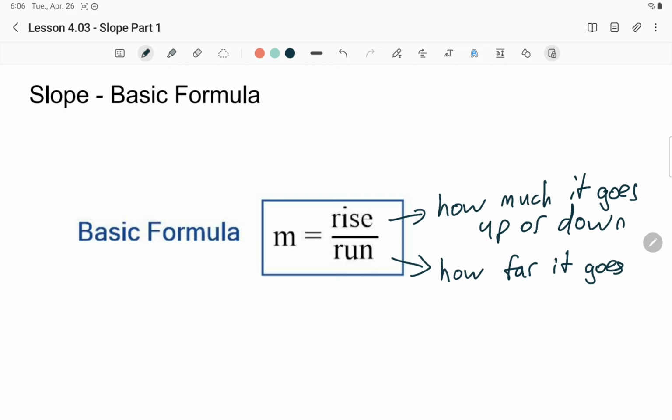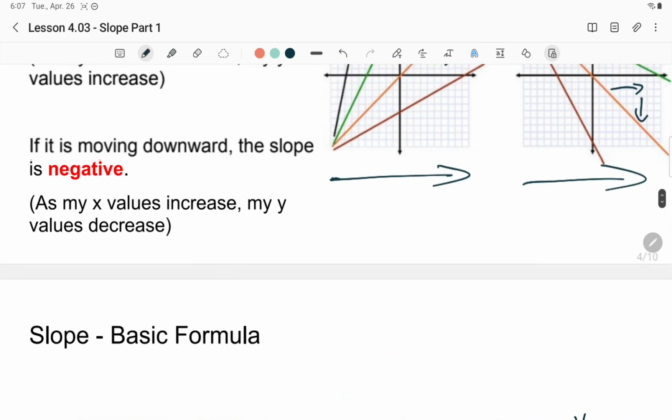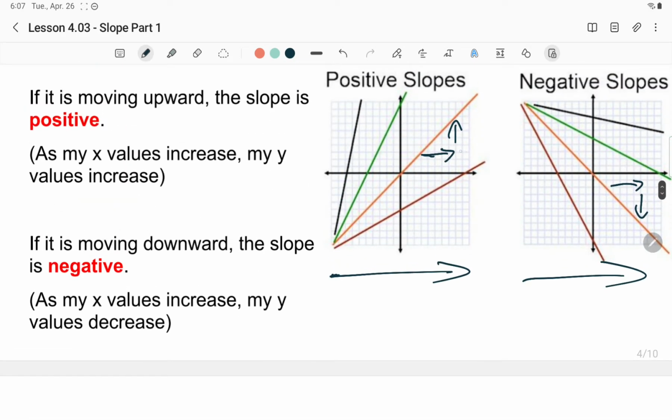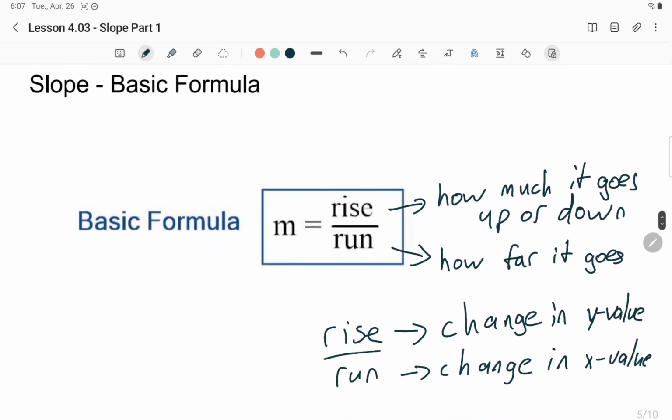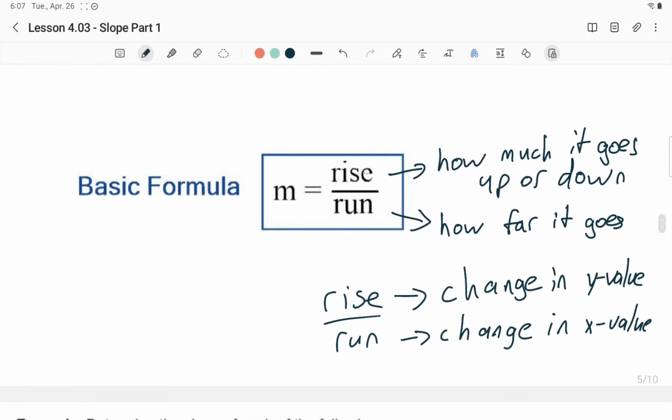Or alternatively, we can think of it as, I'll write it down again. The rise is the change in y value. And your run is your change in your x value if you're thinking about it as a graph. So like we saw in the previous example up above, you go across some amount, that's your change in x. You go up some amount, that's your change in y. So that's another way of thinking about it, and we'll take both into account as we go through these examples.